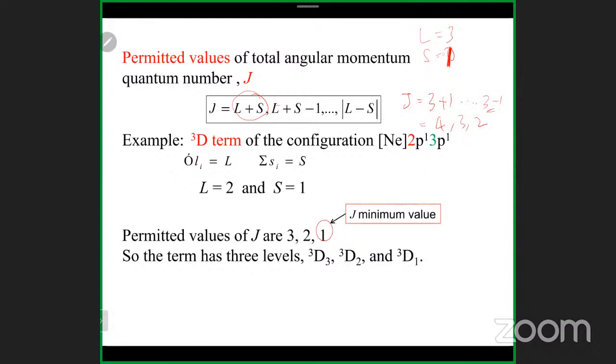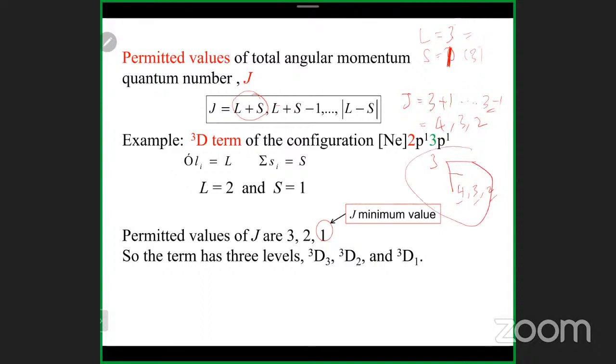So you will have L equals 3, S equals 1. For this one, L equals 3 is actually F. Yeah, F. So we have F. S equals 1, 2S plus 1 is equal to 3. And J, you will have 4, 3, 2. So you have three different term symbols: 3F4, 3F3, and 3F2 term symbols arising from electrons which have a total value of L equals 3, and spin equal to 1, or a triplet multiplicity.